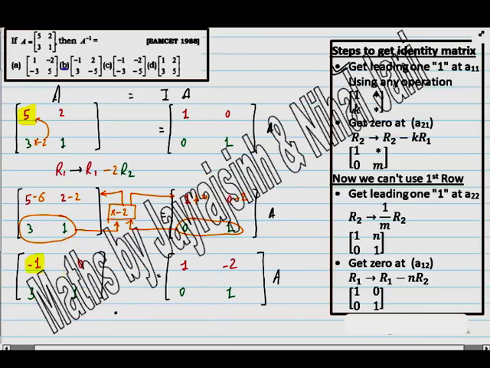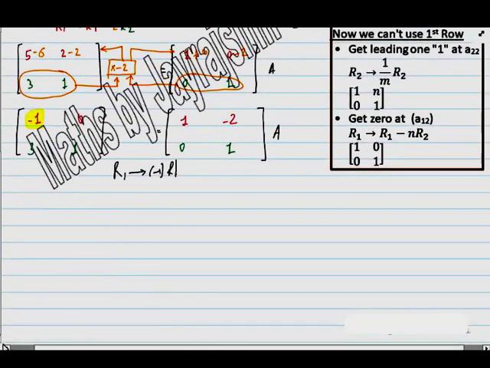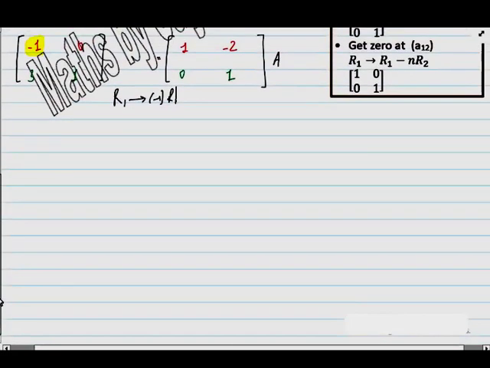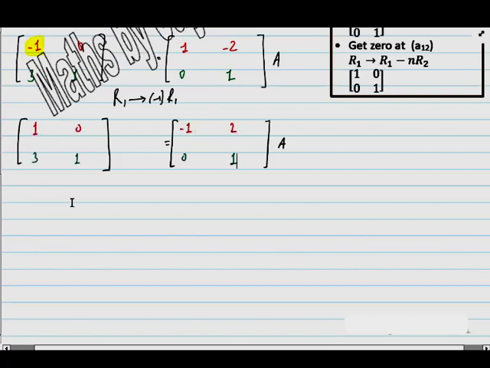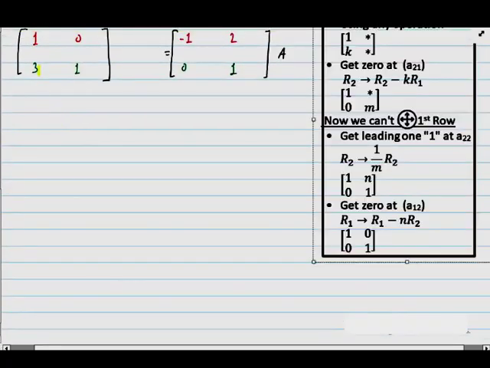For that we have to take common minus 1 from the first row. So after taking this operation, we will get 1, 0, minus 1, 2 and the second row will be as it is.